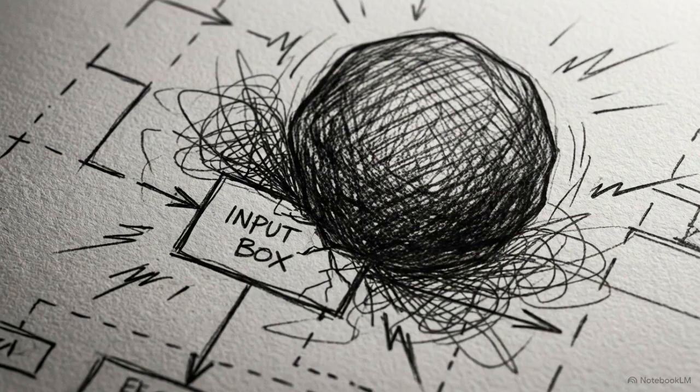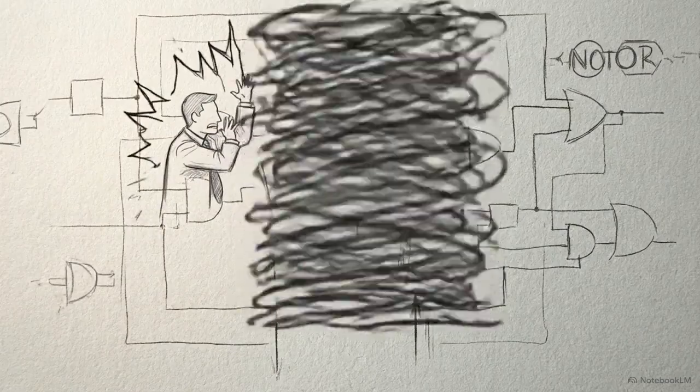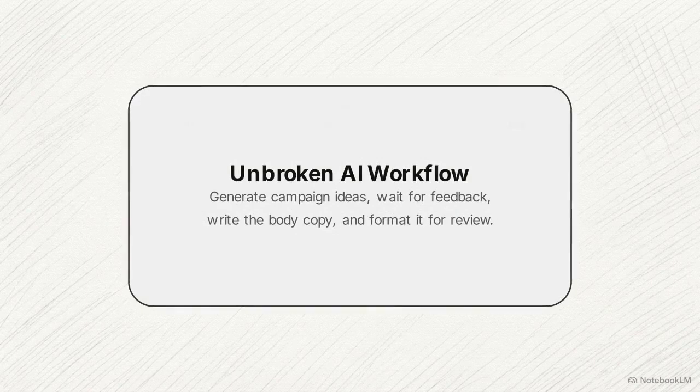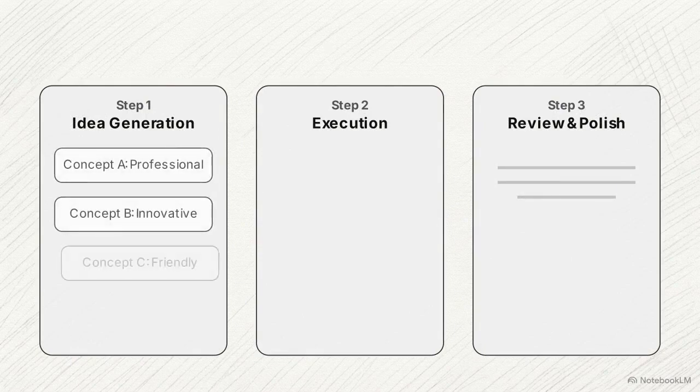Even with perfect parameters, users often make the mistake of overloading. They try to generate an entire multi-part project in one single request, which breaks the AI's output quality. The solution is sequencing. You break a large campaign down into smaller, manageable steps performed in chronological order. Step 1 of sequencing looks like this. Ask the AI to generate initial ideas and explicitly instruct it to wait for your feedback before continuing.